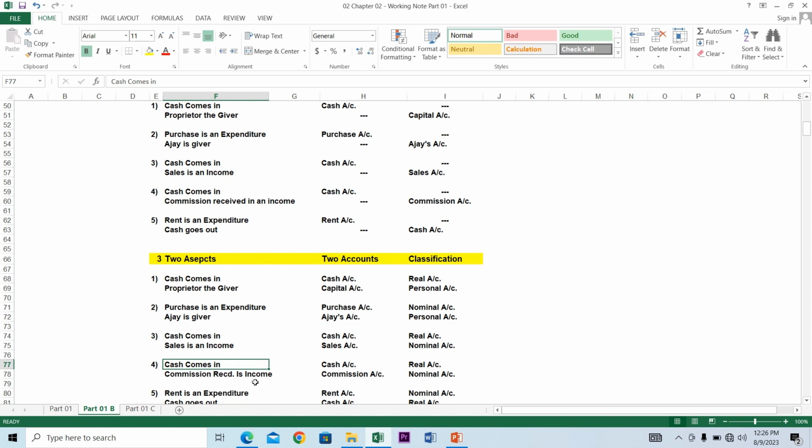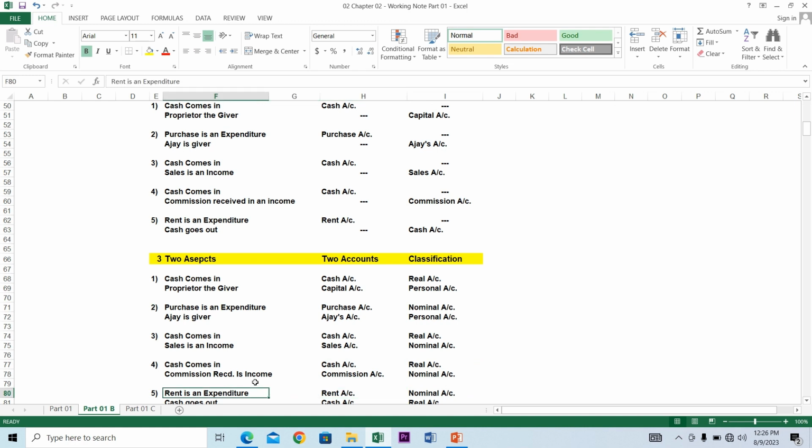Now fourth point, cash comes in and the commission received is an income. So cash account and commission received account. Because in some organizations there will be commission paid also and commission received also, so that should be specified. Commission received is an income, it goes to the income group, and if it is commission paid, then it is an expenditure, it should go to the expenditure group. Okay, so cash is a real account and commission received is a nominal account.